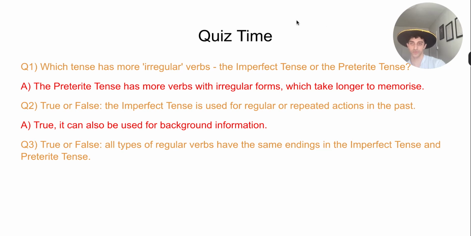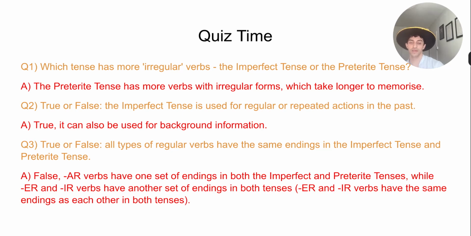Okay, and let me show you the answer for this one. So this one is false. AR verbs have one set of endings in both the imperfect and preterite tenses. ER and IR verbs have a different set of endings in both the imperfect and also the preterite tense. So ER and IR verbs always have the same endings as each other in both of these tenses, which is crucially different to AR verbs in each of these tenses. But it's not true to say that all types of regular verbs have the same sets of endings as each other in the imperfect and the preterite.